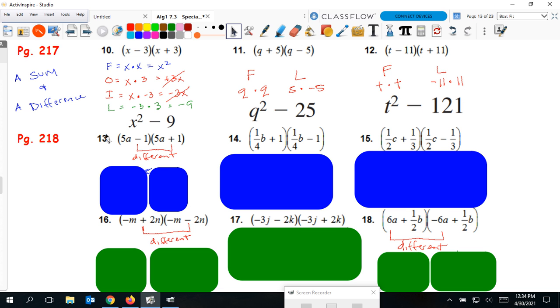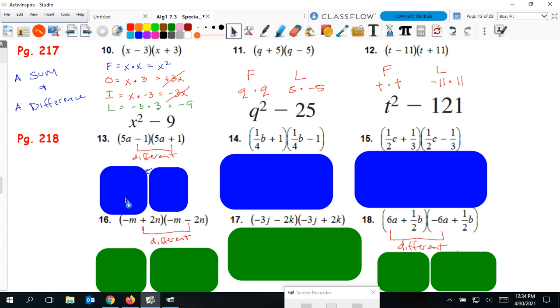Number 13, so now on the top of 218 here in our notes, you can see here these are different, so they're definitely sums and differences. That's what I'm trying to show you here. We have different signs. The 5a's are the same, but the negative one and positive one are different. Definitely a sum and a difference.